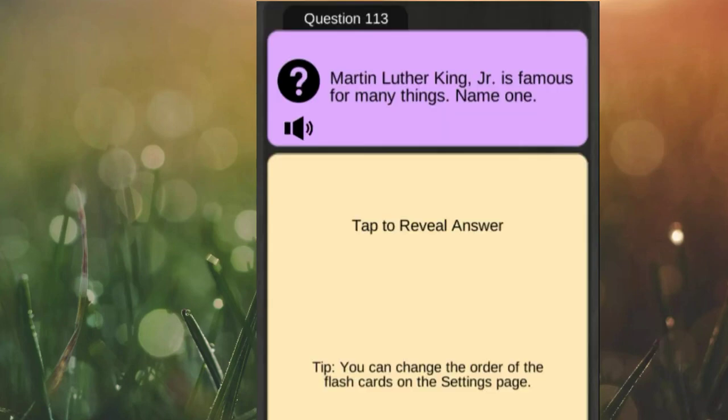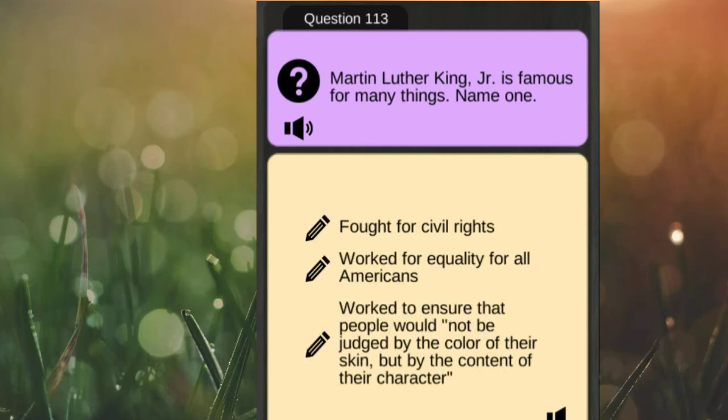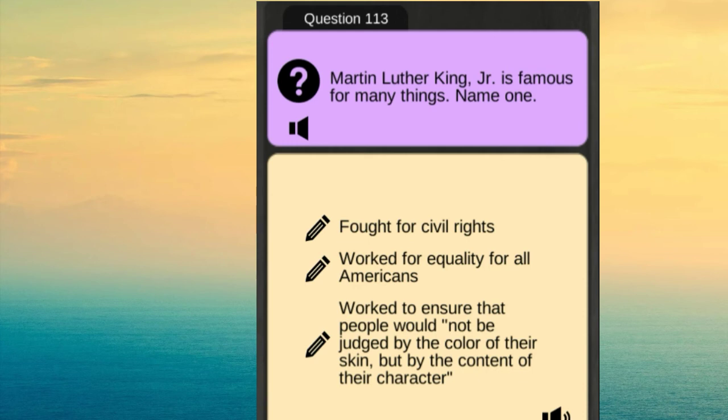Martin Luther King Jr. is famous for many things. Name one. Fought for civil rights. Worked for equality for all Americans. Worked to ensure that people would not be judged by the color of their skin, but by the content of their character.